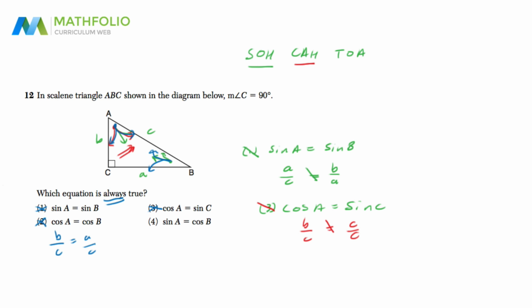I'm going to choose a pink color. So it says sine of A. So sine is the opposite, which is little a, all over the hypotenuse, which is little c. So A over C equals, and then cos of B. So B is here. So cos is adjacent all over hypotenuse. So A over C equals A over C. That is correct. And so 4 is our answer.